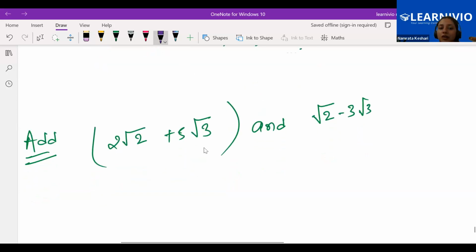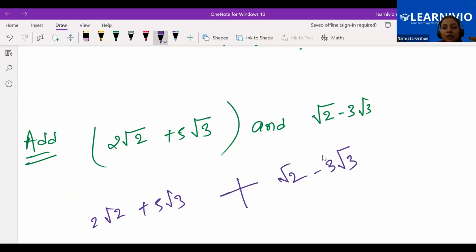Okay, now we will learn how to do the addition of, this is an irrational number, the first one, and the other one is also an irrational number. How to do the addition of these two. Let's do it. 2 root 2 plus 5 root 3, add root 2 minus 3 root 3. Now the way you were doing the addition and subtraction of the like terms, here also we have to collect the like root part. So 2 root 2 and root 2.